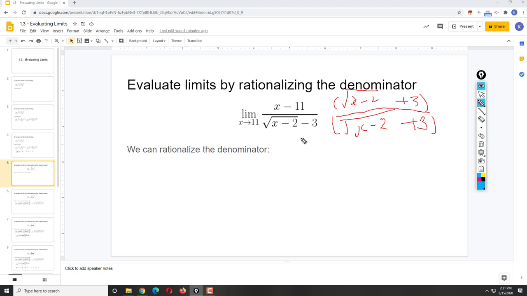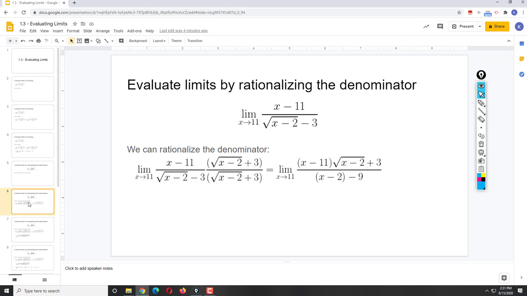When we distribute the square roots, square root of x minus 2 times square root of x minus 2 just gives us x minus 2. So when we do that, we get on the bottom, the square root goes away. We just have x minus 2 minus 9. On top, we would have x minus 11 times the term that we had before. But then, x minus 2 minus 9 is just x minus 11. This means that we can cancel out the x minus 11s.